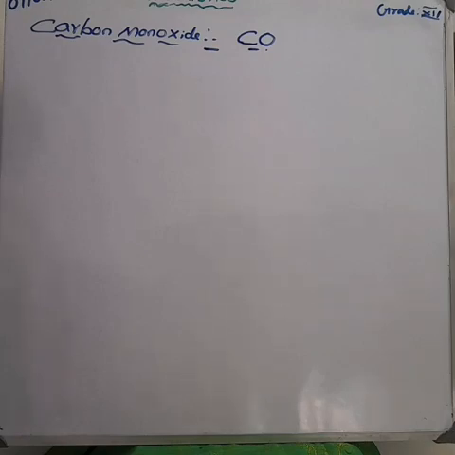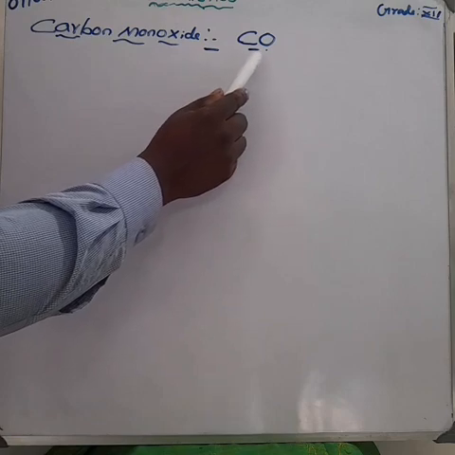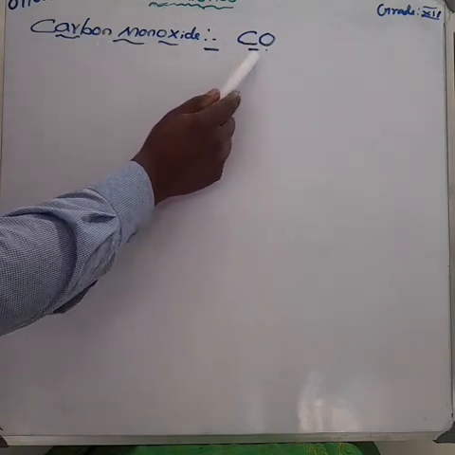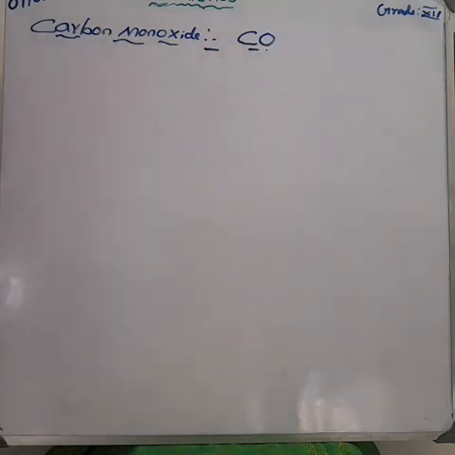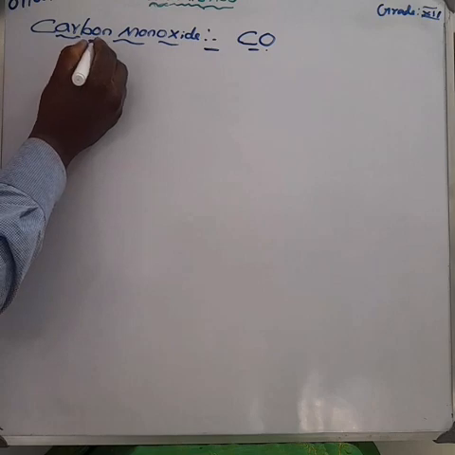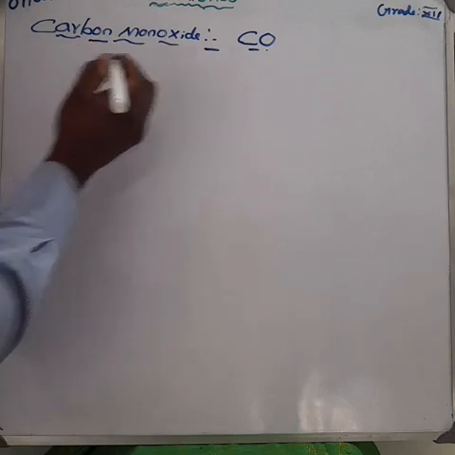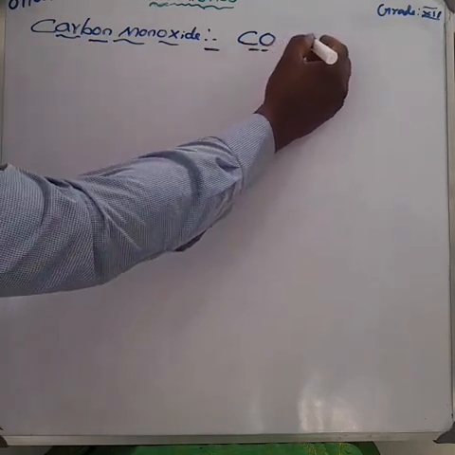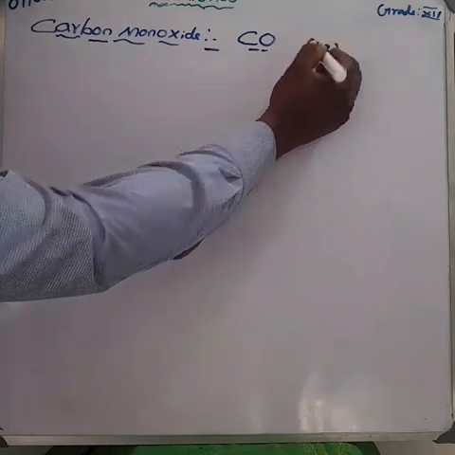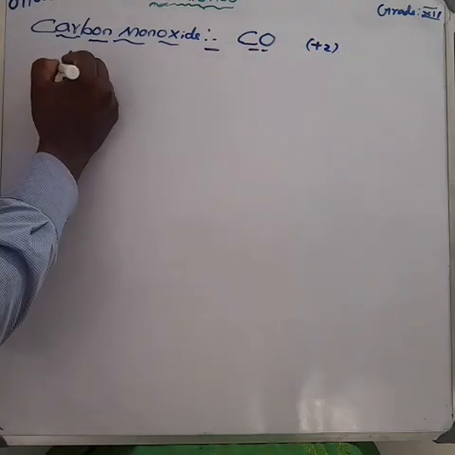Carbon monoxide. What is the formula of carbon monoxide? The formula of carbon monoxide is CO. That is, the carbon element and the oxygen element combine to form carbon monoxide. In the previous class we discussed that in carbon monoxide, the carbon exhibits the +2 oxidation state. Am I right? Preparation of carbon monoxide.